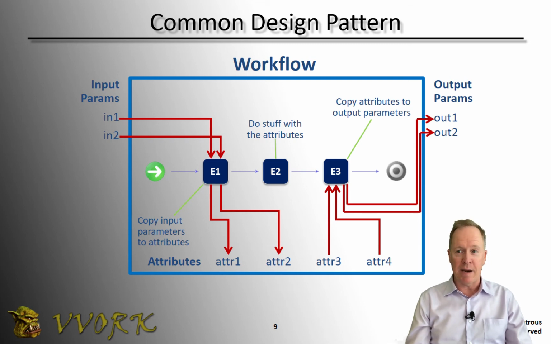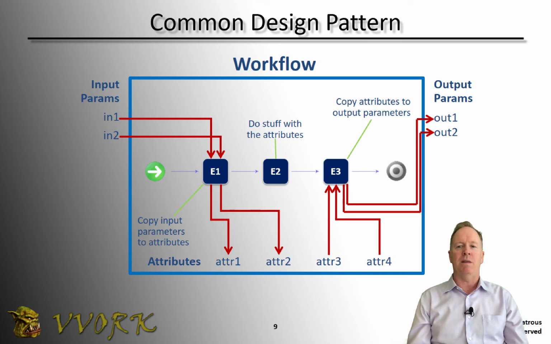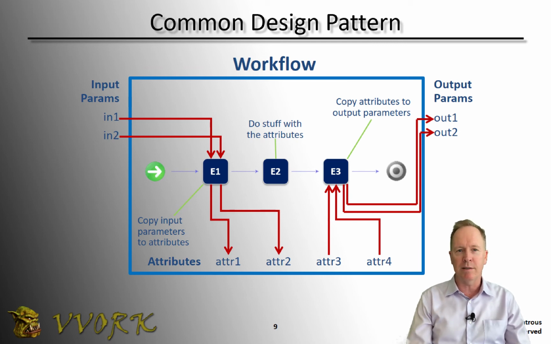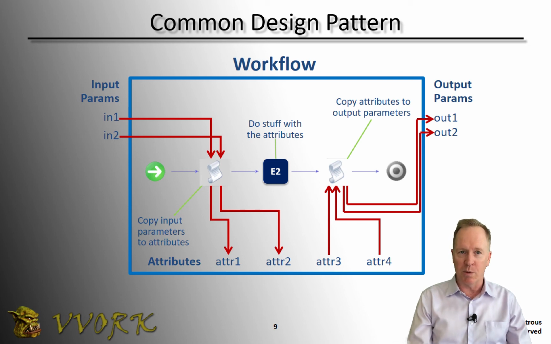You already know how to set up bindings, so there's nothing really new that I've shown you here so far. What's a mystery is how do we copy the input parameters to attributes, or how do we copy the attributes to output parameters? Well, it turns out it's really easy. You're just going to have schema elements at the beginning and or end of the workflow, and they need to be scriptable tasks.